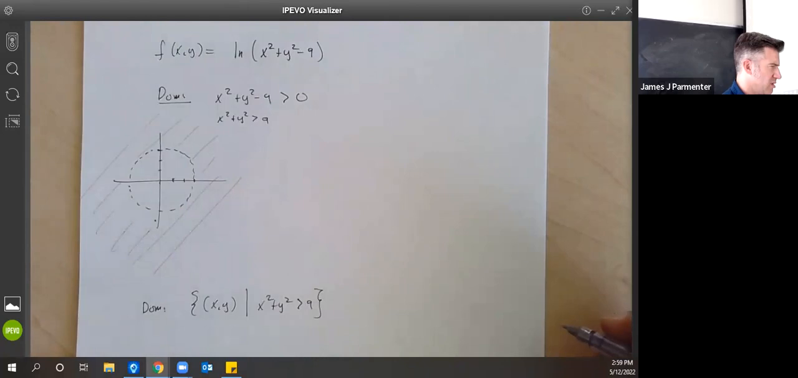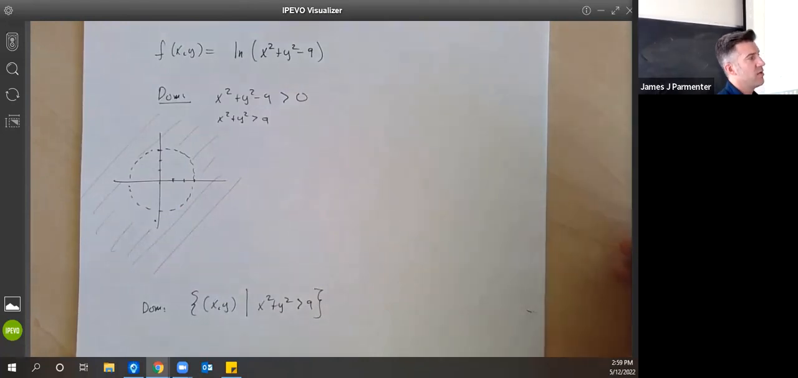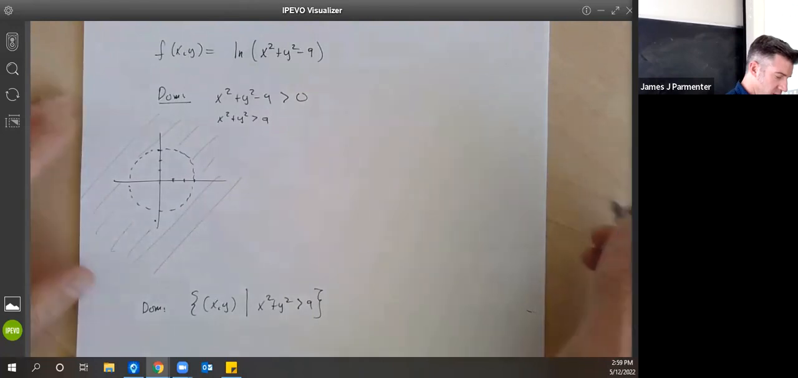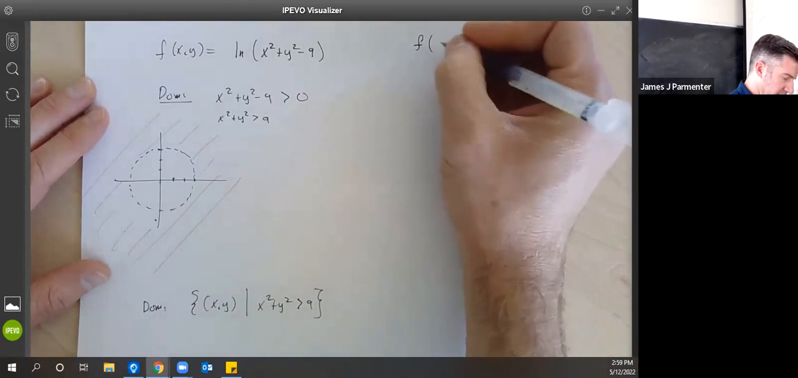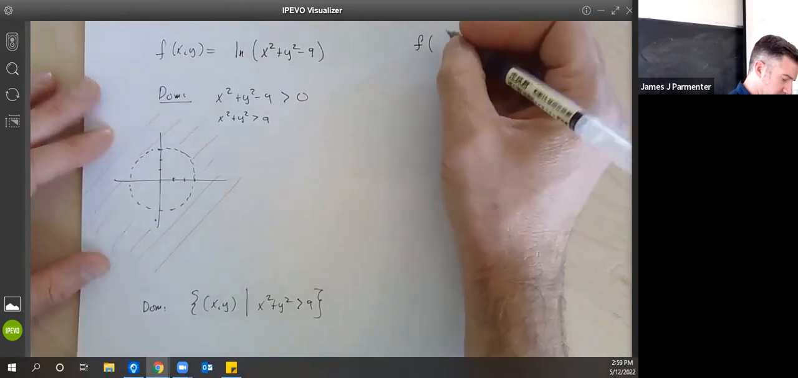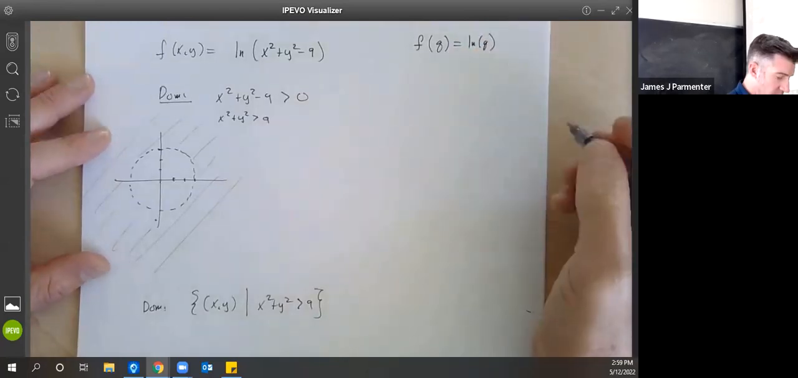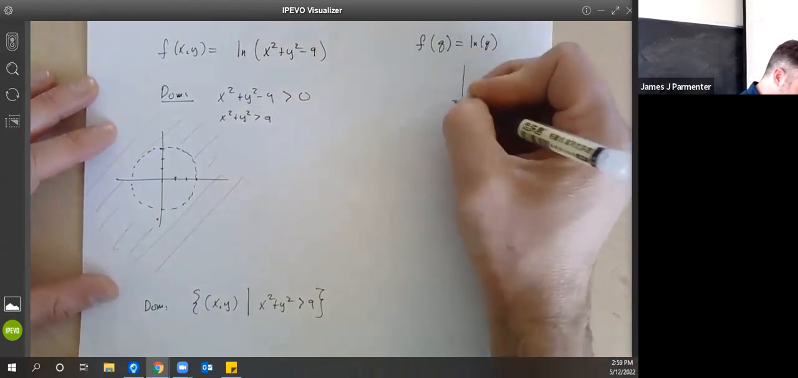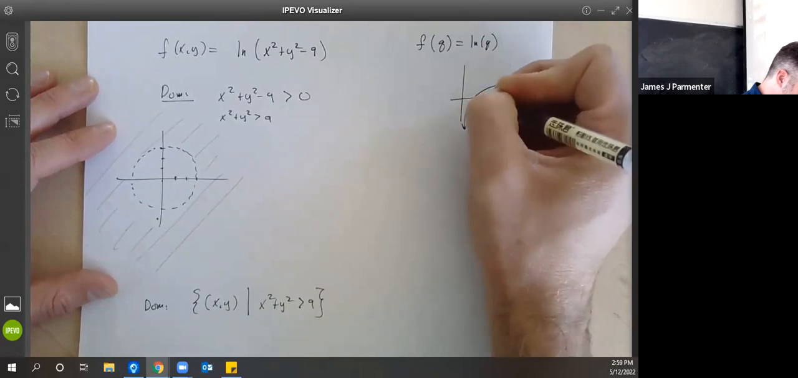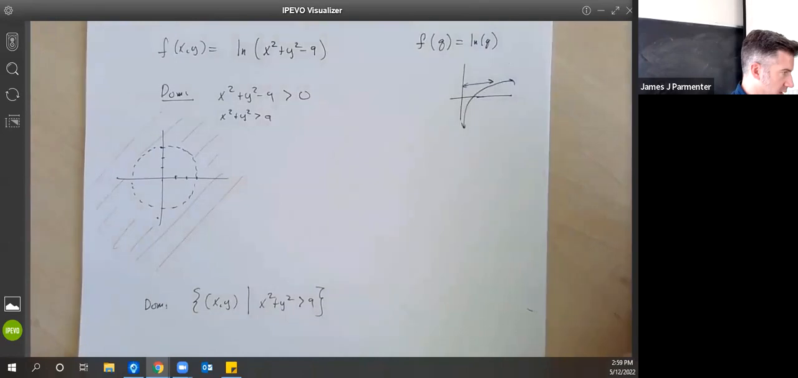All right, range. So this is where it's useful to think about the range of your outer function. So if I was just looking at, say, f of, let's pick a different variable, like f of q. If f of q is the natural log of q, the range here would be negative infinity to infinity. Right? This natural log function can go everywhere, as long as q can go from 0 to infinity.